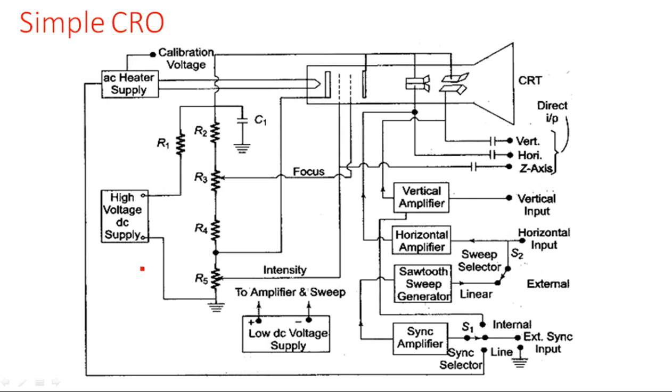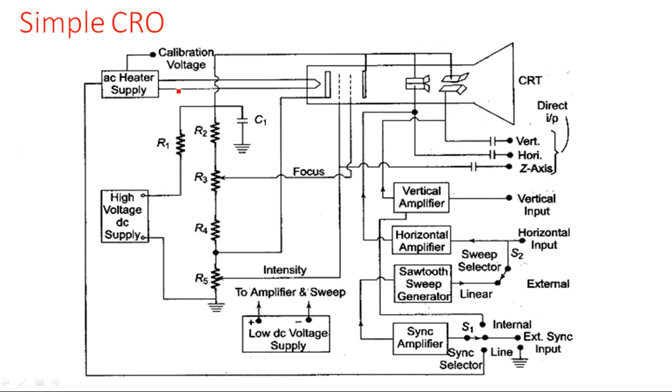Some bleeder resistors are also taken, like R1 is a bleeder resistor, which is taken to get the voltage division based upon the required voltage that we need for the accelerating anode and focusing anodes. So I will explain the blocks of this simple CRO individually. Listen carefully, very easy. The circuit diagram looks bigger, but it is very easy if we understand. Let us start this explanation at the electron gun.